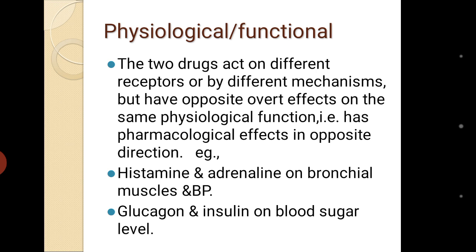Examples are given here. Histamine and adrenaline on bronchial muscle and BP. Histamine causes hypotension and adrenaline causes hypertension, or a rise in BP. On bronchial smooth muscle, adrenaline causes bronchodilation and histamine causes bronchoconstriction. Glucagon and insulin on blood sugar level: glucagon usually increases blood sugar level, and insulin decreases blood sugar level.